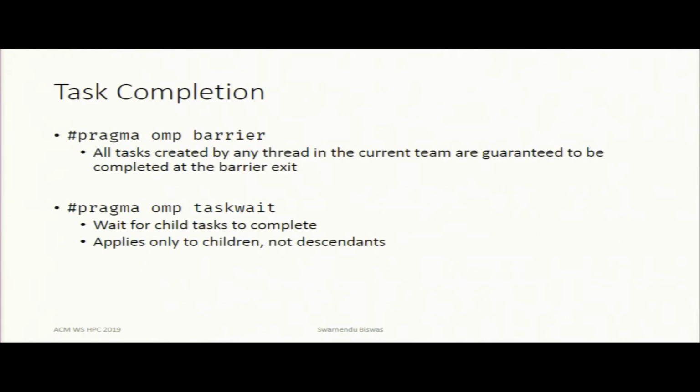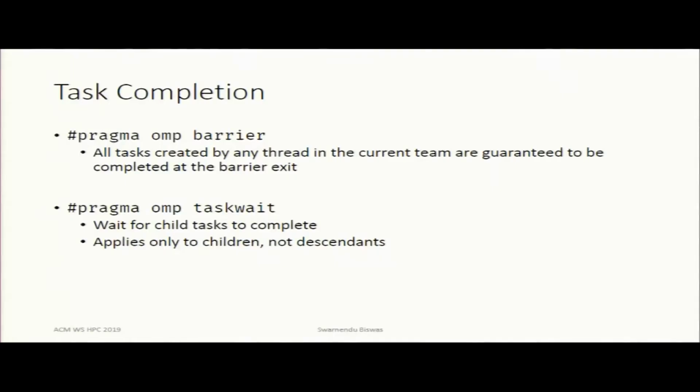Now there could be situations where you want to introduce some dependencies, that I want task A to complete before I start task B, or other possible cases. Like you studied synchronization constructs yesterday, you also have some solutions in the context of tasks. One obvious case is you can use #pragma omp barrier. The other is you can say #pragma omp taskwait. So basically you wait for all your child tasks to complete. Before that you will not proceed, right? It applies only to children, not descendants. That means it does not apply to nested tasks.